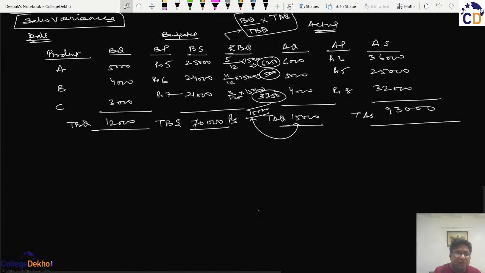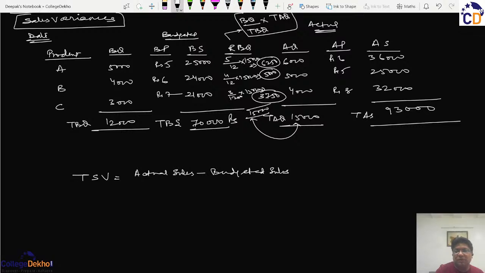So if you see here, the total sales variance will be, just to show the plus minus rightly, the difference of actual sales minus budgeted sales. If you see this table, now you don't have to go again and again to the question. This will show directly the answers.